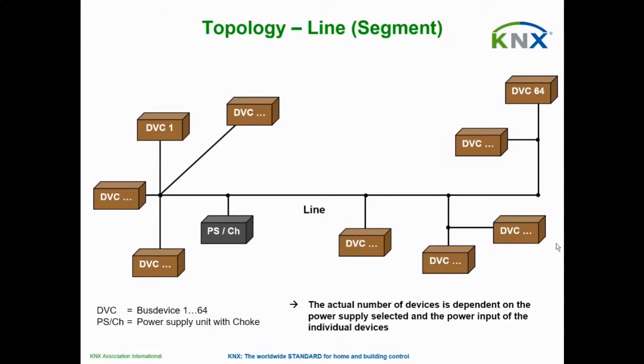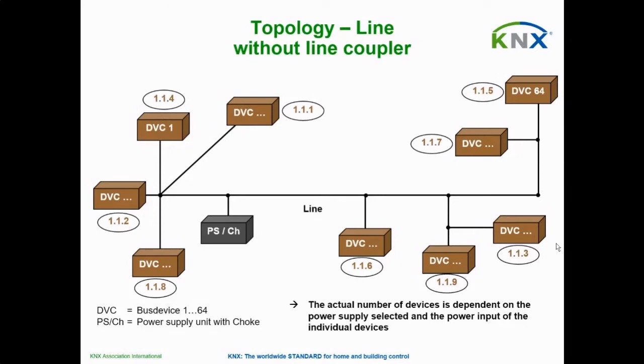Now, a KNX power supply comes in three sizes. We have 160 milliamps, we have 320 milliamps, and we have 640 milliamps. Now, each device is allowed to pull 10 milliamps off the bus. So you can see then that if we have a 160 milliamp power supply, we can connect 16 devices. If we have a 320 milliamp power supply, we can connect 32 devices. And if we have a 640 milliamp power supply, we can connect 64 devices to the line. So this is pretty standard, and this is pretty much how all KNX lines work.